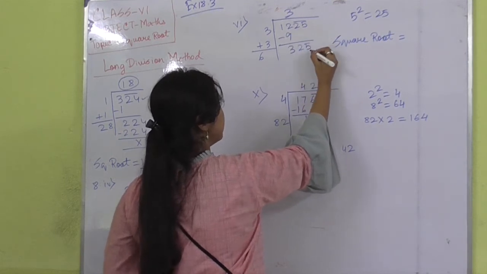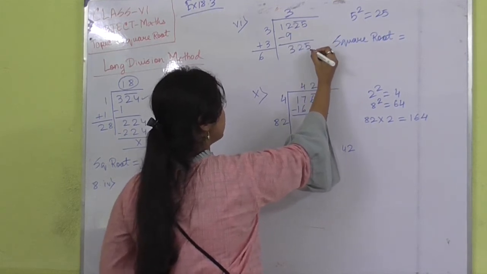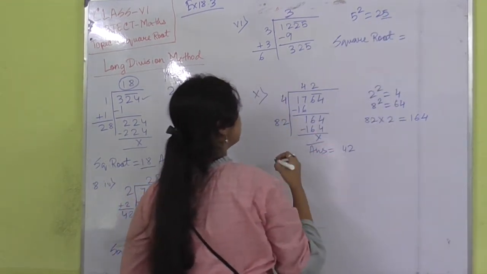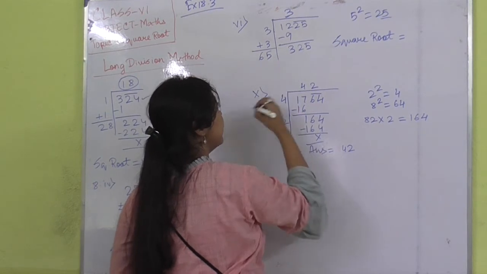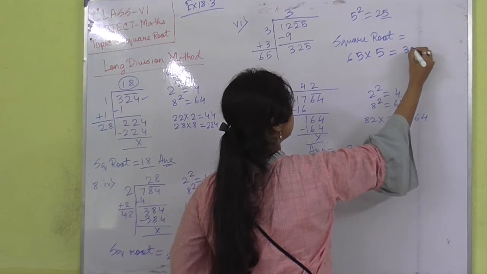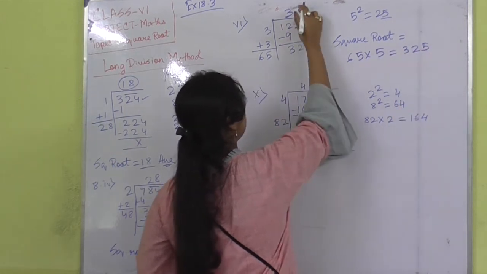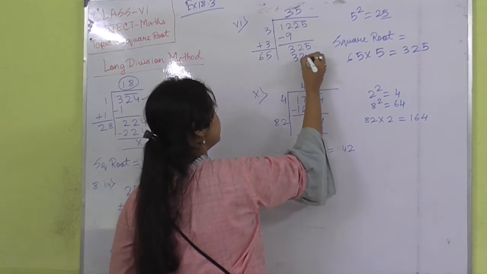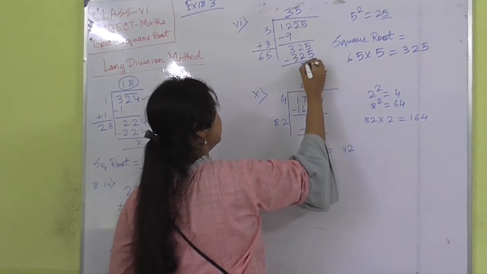In this unit place you can see the number is 5. So 5 square is obviously 25. Here also the unit place is 5. So obviously you have to take 5 over here, and 65 into 5, it is coming as 325. So you write this 5 over here, and 325 I am writing over here, and it is cancelling out.